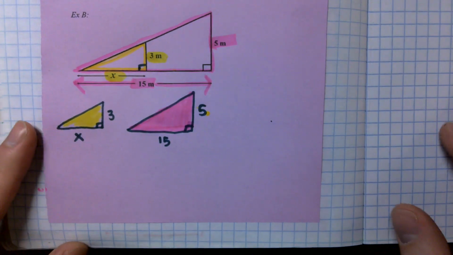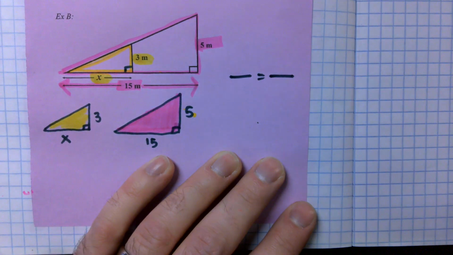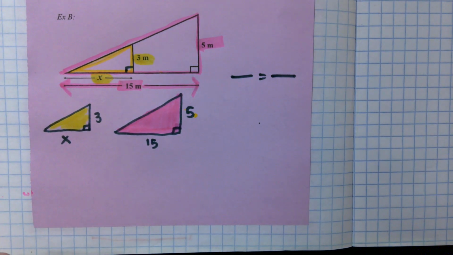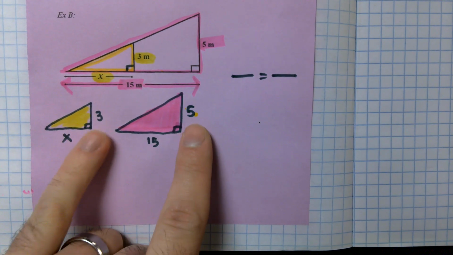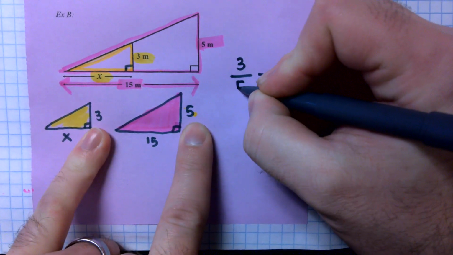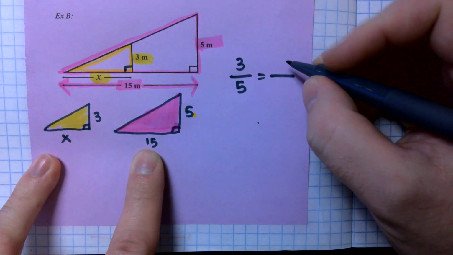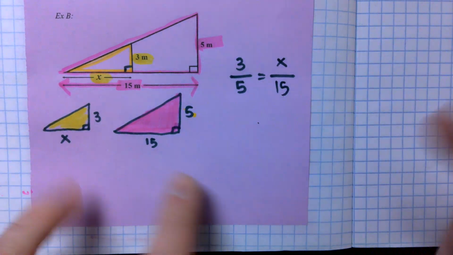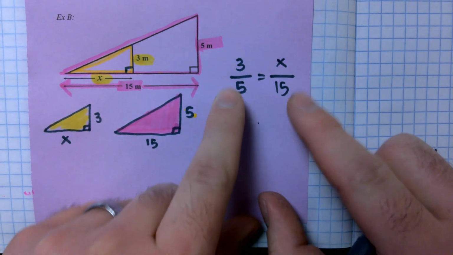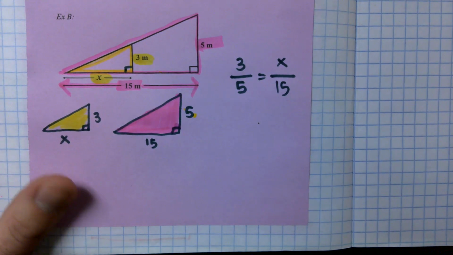Okay? Pretty self-explanatory. What proportion can I now set up? Your fractions. That's right. What's my first fraction going to look like? 3 over 5. 3 over 5 equals x over 15. That's right. We want to make sure that my small triangle is across the top and my large triangle is across the bottom. Okay?